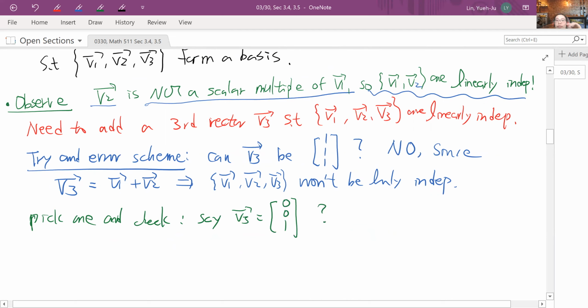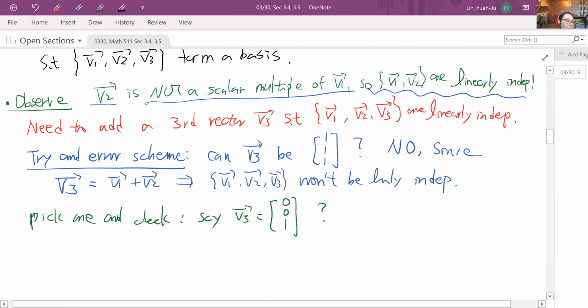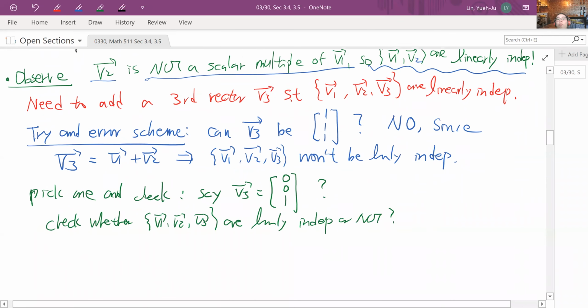If I pick (0, 0, 1), you can see that it's obviously not a linear combination of V1 and V2. So that might give me hope, but you cannot really say it directly without checking it. So I'm checking linear independence. I want to check whether V1, V2, V3 are linearly independent or not. So then go back to 3.3.